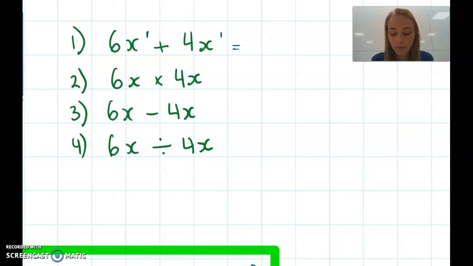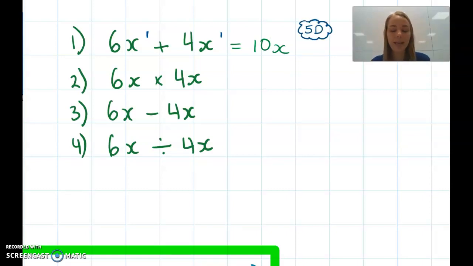6x plus 4x equals 10x. Okay, I can add the coefficients together. Coefficients is, of course, a fancy word for the number. All right, now, if you didn't get that one right, you probably need to use 5D.